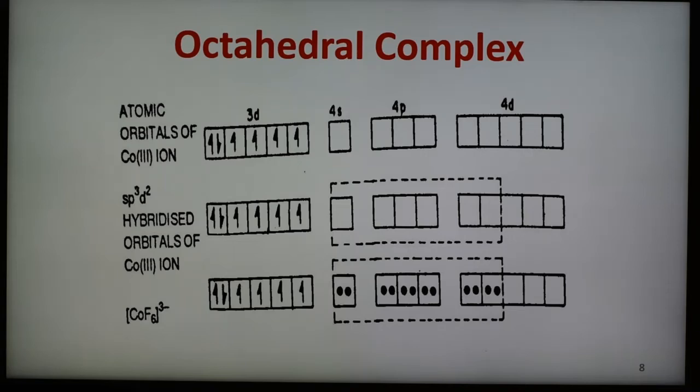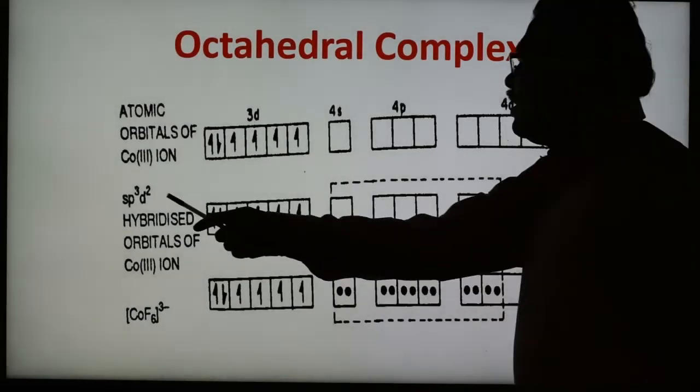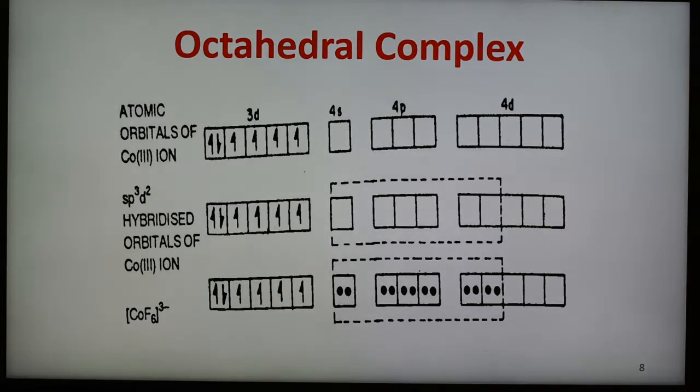In the case of octahedral, 2 types of complexes are there: inner orbital complex and outer orbital octahedral complex. So the first complex that we have seen, cobalt 3 plus, is the inner orbital complex, because we use inner d orbitals, and in this case we use the outer d orbitals, therefore it is an outer orbital complex.